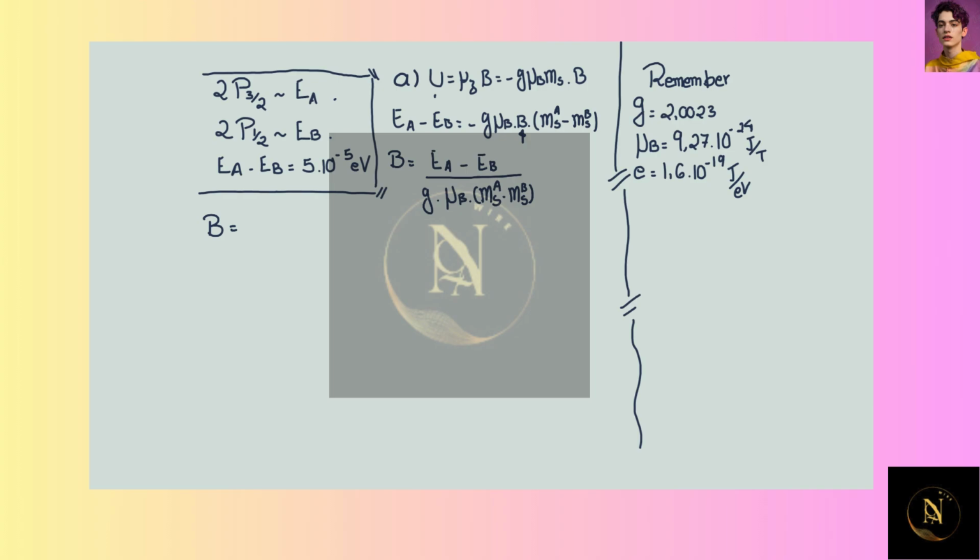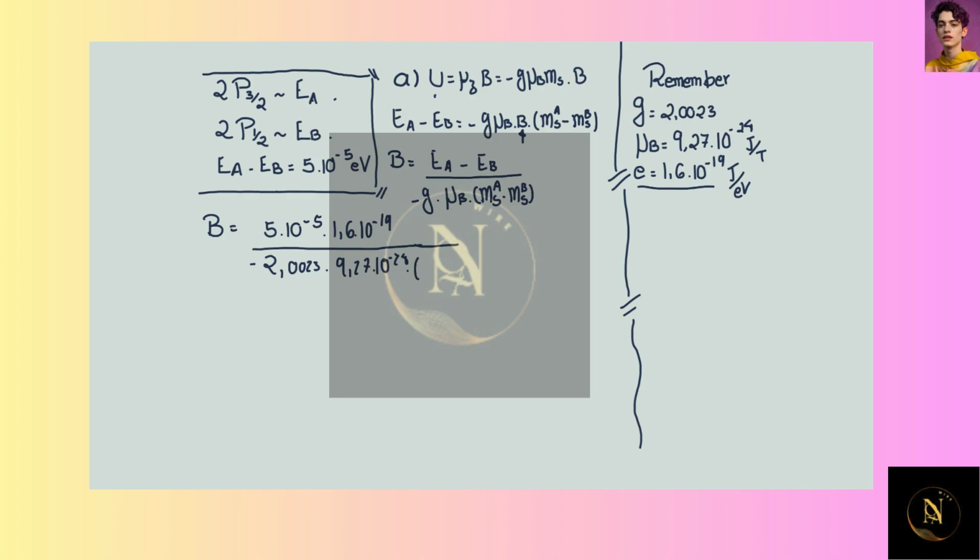B is equal to EA minus EB, which is 5 times 10 to the minus 5 electron volts. We will multiply it by the electron charge to convert it from electron volts to joules. So by multiplying it by 1.6 times 10 to the minus 19, we are converting it. And it is divided by minus 2.0023, times mu B, which is 9.27 times 10 to the minus 24, times, now, what are the values of MSA and MSB?